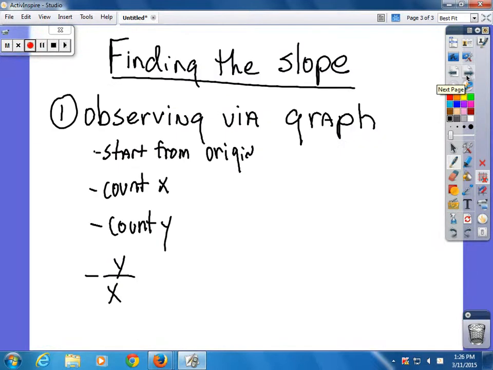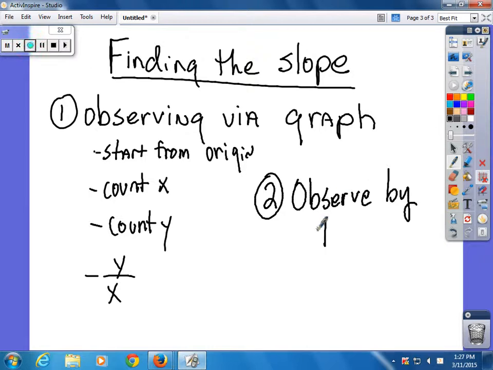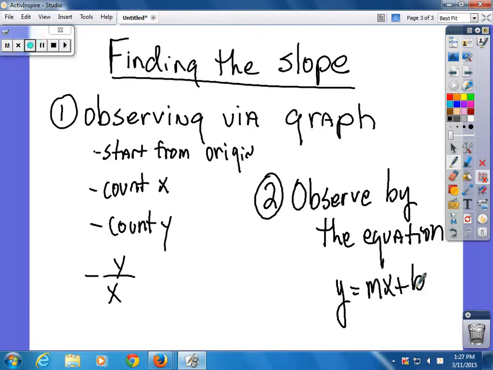All right, the second way to observe the slope is by the equation, y equals mx plus b. And now that I've told you what y equals mx plus b is, what letter do you look at? The m.